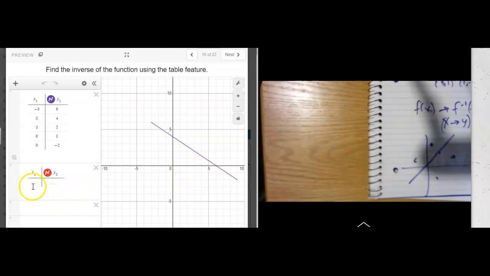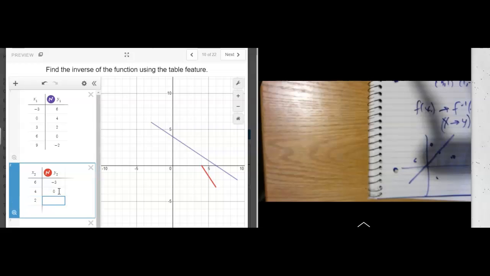Same thing here. I guess they just find the inverse of the function using the table feature. So same idea here. 6, -3, 4, 0. You'll get the nice function split over there. 2, 3. 0, 6. -2, 9.